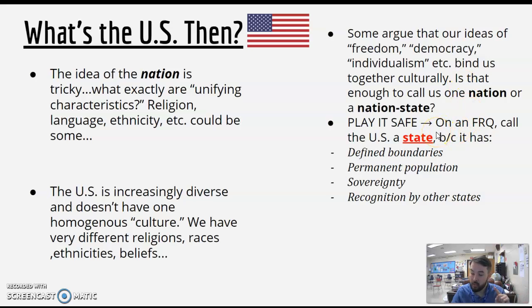Okay, so play it safe. If you're going to talk about the United States on an FRQ that refers to political geography, just call it a state. Because we have defined boundaries, a permanent population, sovereignty, and we're recognized by other states or other countries.